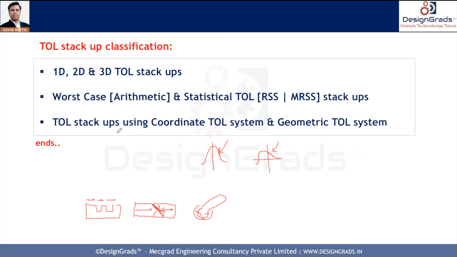Then we have tolerance stack up using coordinate tolerancing system or geometric controls. Every GD&T symbol with every modifier has a different meaning, right? So how to tackle that in our stack up analysis? That is a whole big topic altogether. So based upon whether we are using coordinate system or geometric tolerance system, the interpretation part might change a bit.